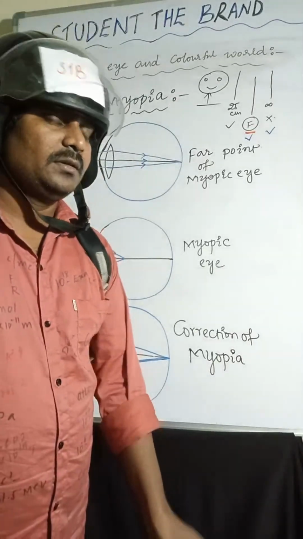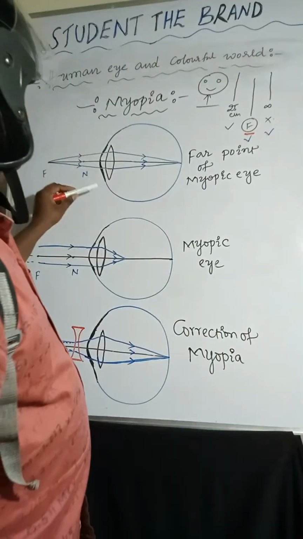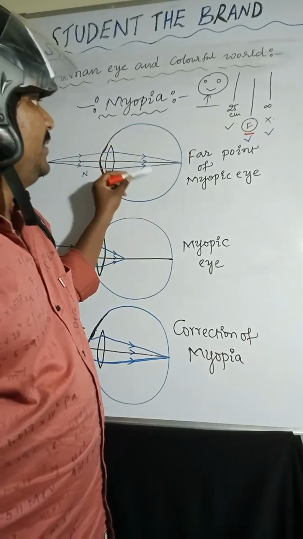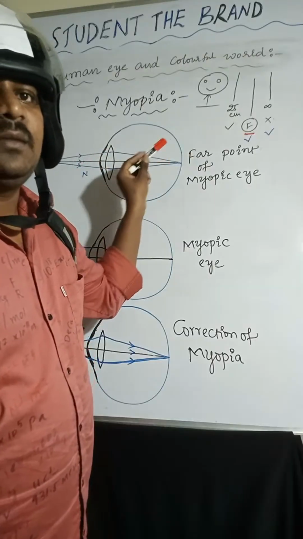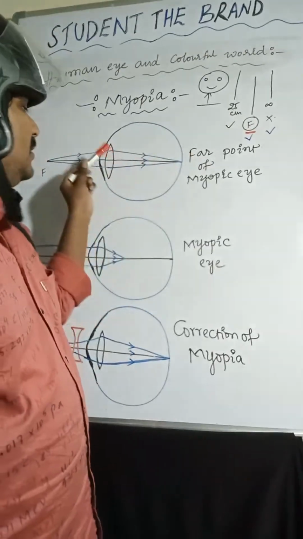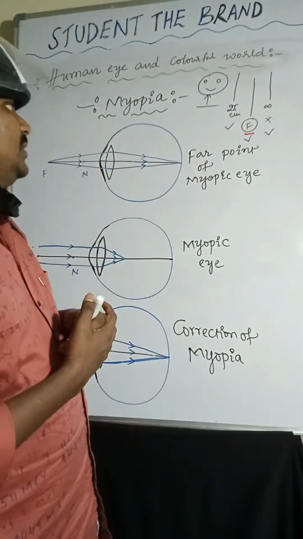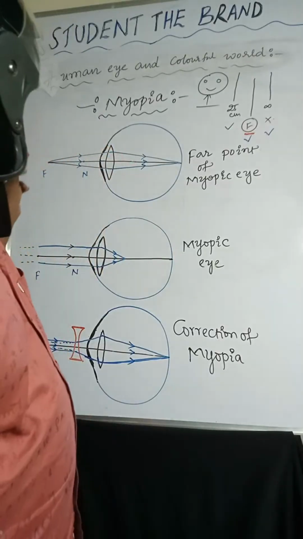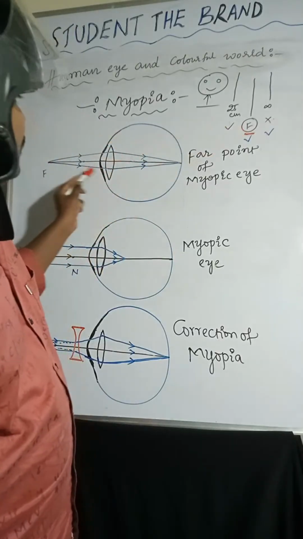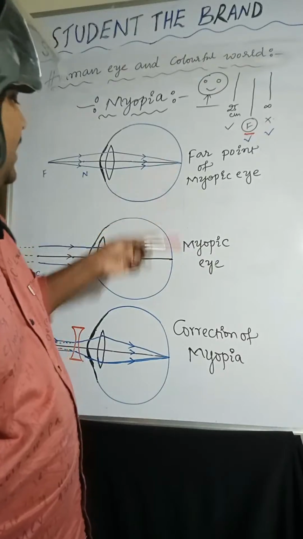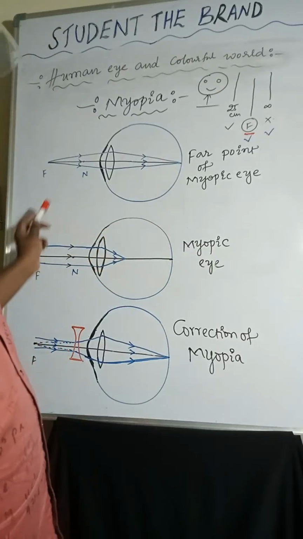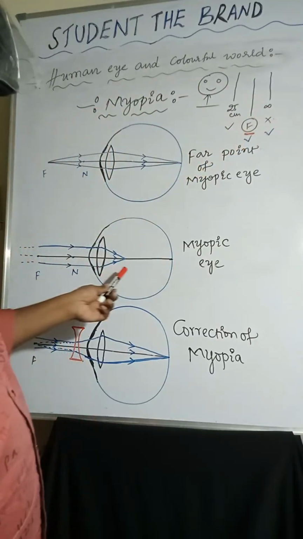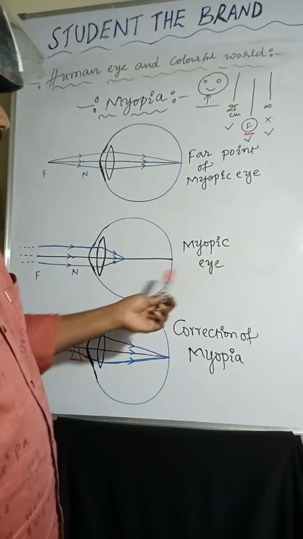Observe. Here light rays are coming, as I said, from the far point, so we can see. If the light rays are meeting at the retina, we can see. So here you can observe, light rays coming from the far point meet at the retina, so we can see. Here, light rays are coming from infinity, and those light rays are meeting in front of the retina. That is the reason we can't see.